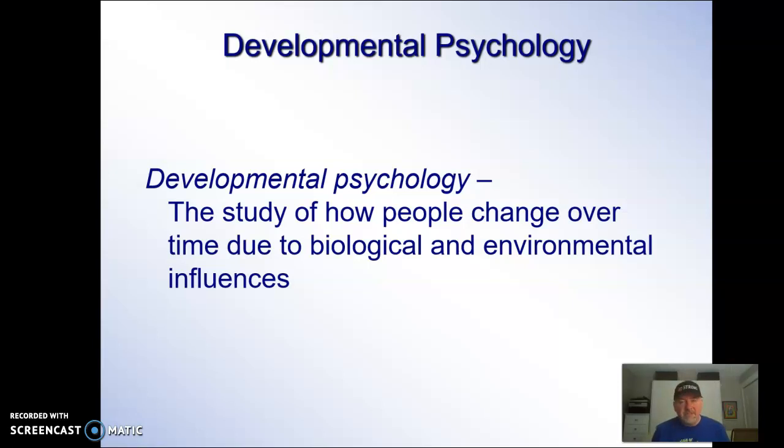Developmental psychology is the study of how people change over time due to biological and environmental influences. Now, that's the nature-nurture debate. Biological is nature, how you're born. Environmental is nurture, that's how you're raised. Your book talks about the nature-nurture debate, twin studies, all that other stuff. I'm going to let the book take care of that. I don't want to take time for this because we really need to get rolling.